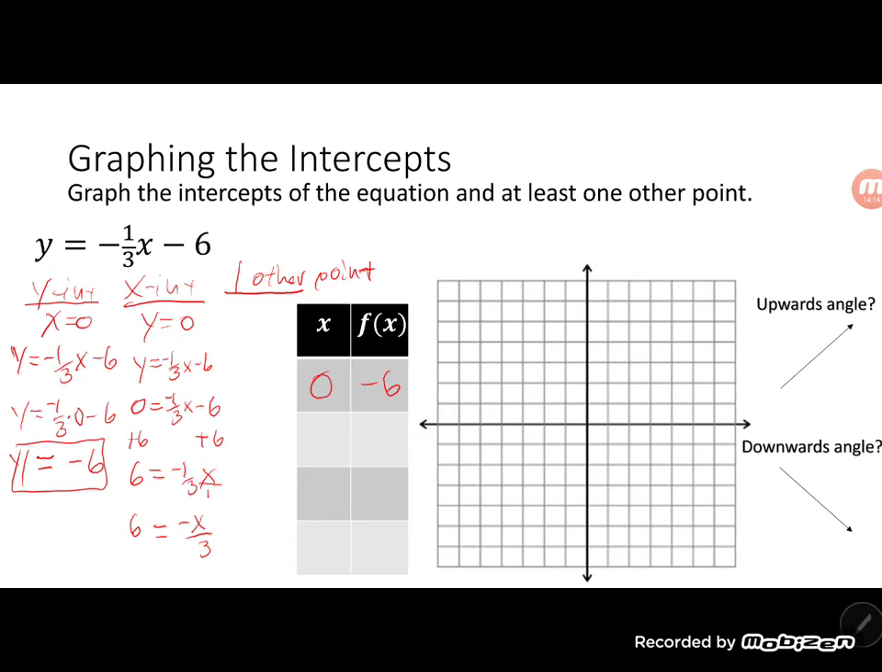I have x being divided by 3, so I want to get rid of that. I'm going to go ahead and multiply that by 3. That means I also have to multiply the other side by 3. And so that's going to give me 18 is equal to negative x. And negative x, well, how can I get rid of that? I can just divide by a negative 1, and that will take care of the negative.